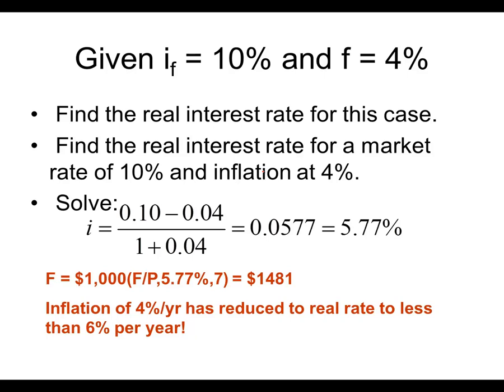So F is equal to 1000 multiplied by the factor F given P, with interest of 5.77% and 7 periods, and that will equal $1,481. So the inflation of 4% per year has reduced the real rate to less than 6% per year. Instead, it's 5.77%.